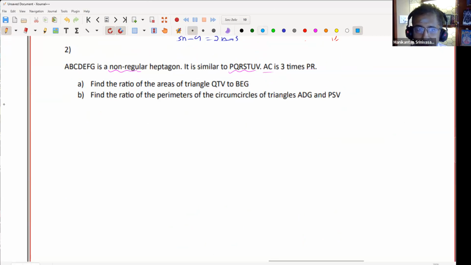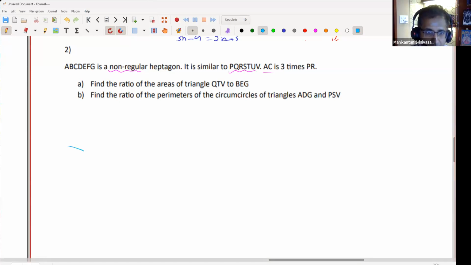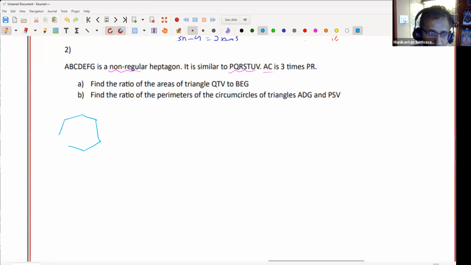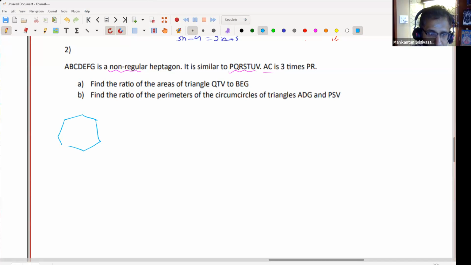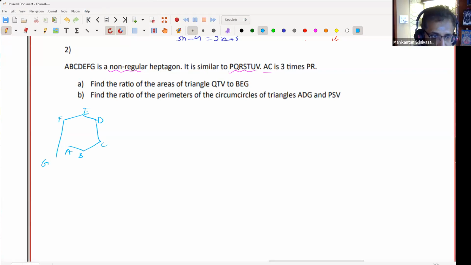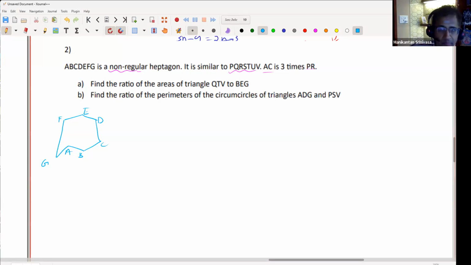Okay, let's draw this septagon. So how will this septagon look like? Let's say I'm randomly drawing something. Let's say this A, B, C, D, E, F, G. Here I have to accommodate 3 more, right? A, B, C, D, E, F, G, then back to A, something like this. So this is a non-regular heptagon.